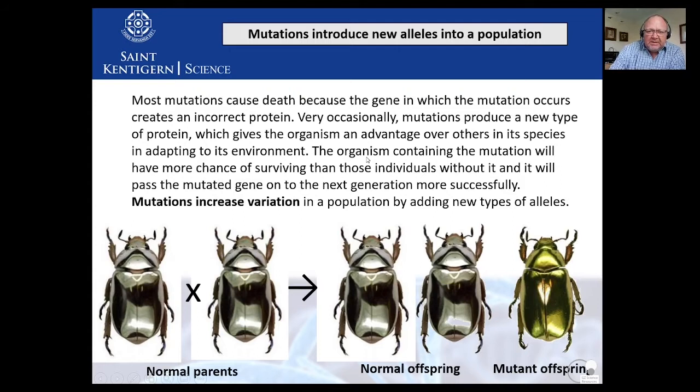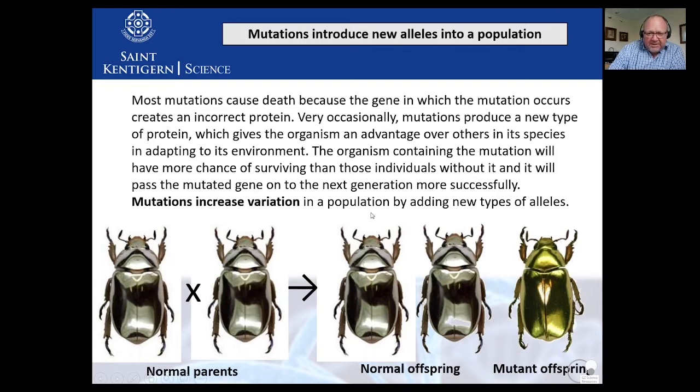Okay, so that's what it says here. The organism containing the mutation will have more chance of surviving than those individuals without it, and it will pass the mutated gene on to the next generation more successfully. It's all about leaving your DNA behind. And if I can be better at it and have one or two more babies than you, because of how I look or because of some other adaptation, then it's going to be naturally selecting for me.